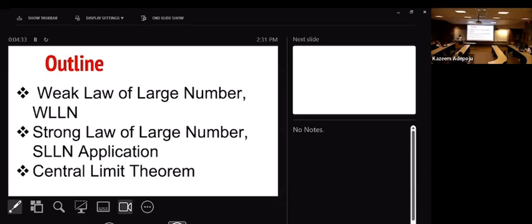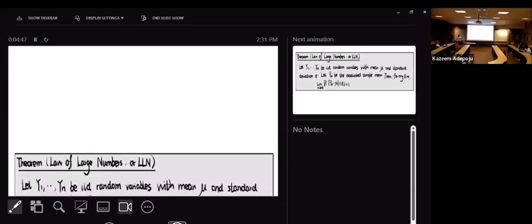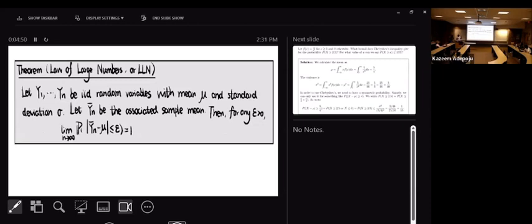I need you to sit back and ask questions where necessary. There's a kind of connection between the law of large numbers and the central limit theorem. But first, I'm going to have a recap on the law of large numbers.